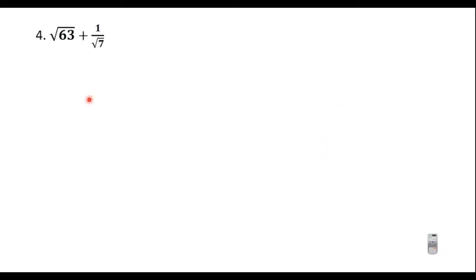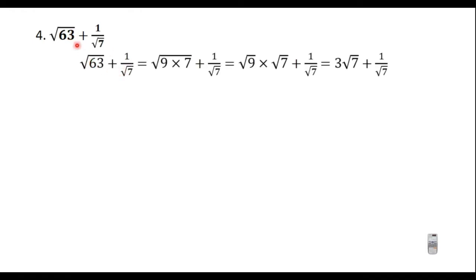Let's pick the next one. We have square root of 63 plus 1 over square root of 7. This is in its simplest form. Now this is not, so you first have to break this down before you continue. So if you are breaking square root of 63 down, you are going to have 9 times 7. So square root of 9 times 7, then plus 1 over square root of 7, which is already there. We know that this is going to give us square root of 9 times square root of 7 plus 1 over square root of 7.